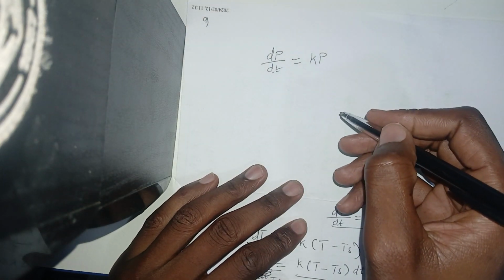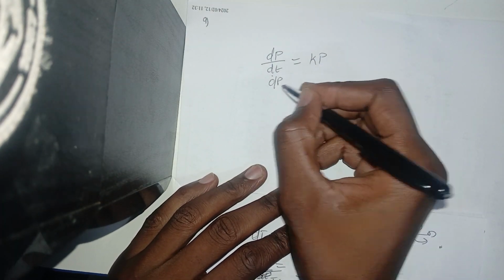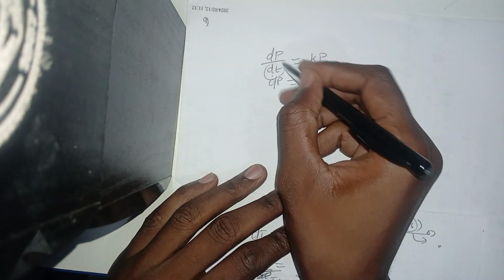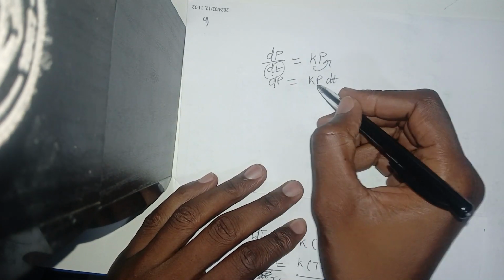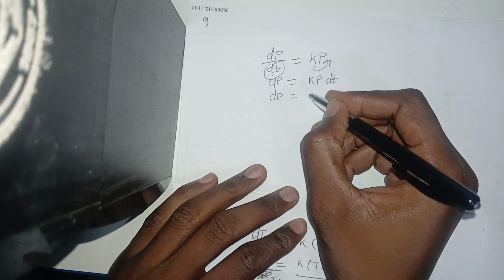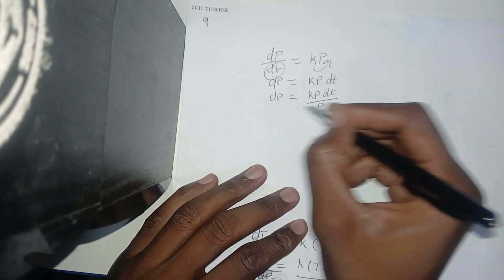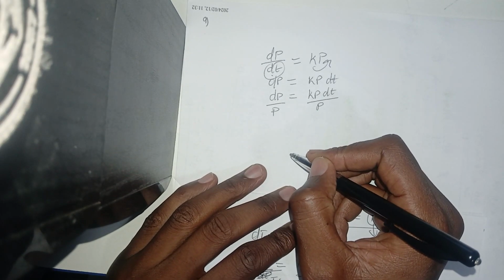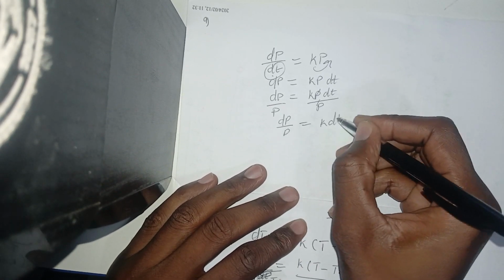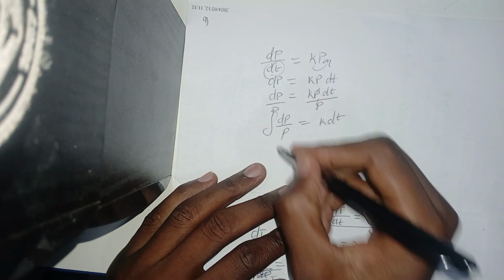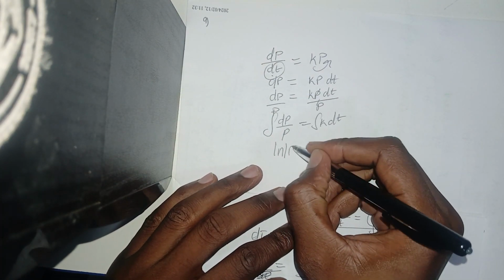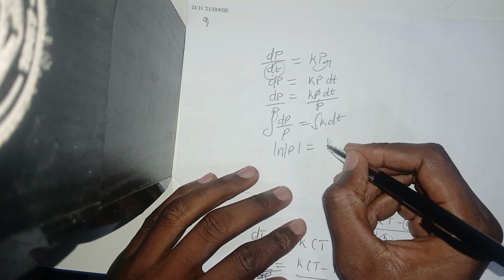Here you have to say dP is equal to kP multiplied by dt, so this one went that side. Now it's dP is equal to kP dt. You have to divide by P so that it can come to this side with a separable differential equation. So it's dP over P is equal to k dt, right? With that, you have to apply direct integration. So here it will be ln of P is equal to kt, right?